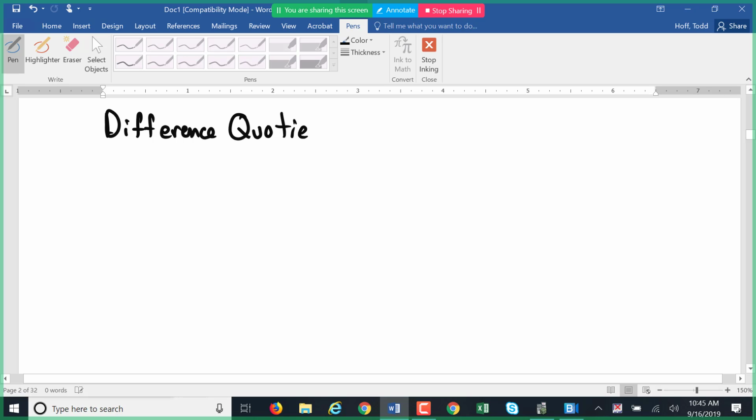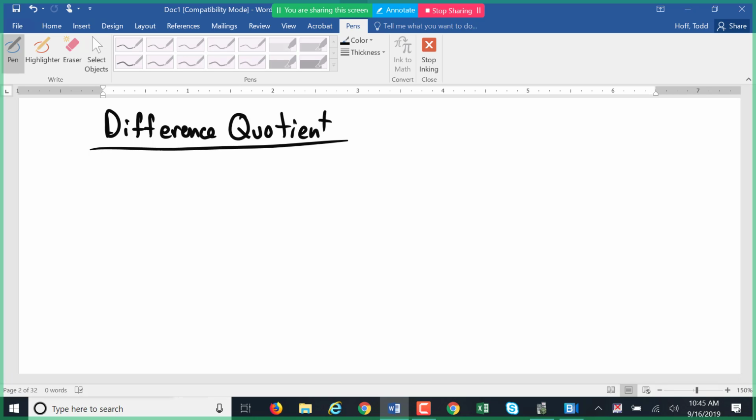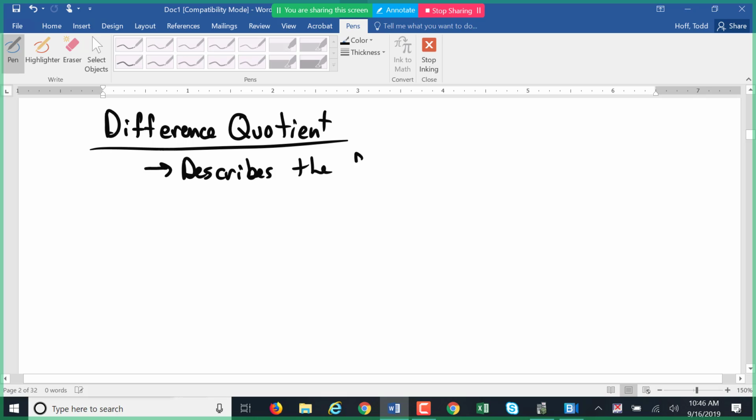So the course is entitled Algebra for Calculus, which basically means we are giving you the algebra skills to get you ready for calculus. One of the bridge skills that bridges algebra to calculus is something called a difference quotient. A difference quotient is just saying, let's describe how the function behaves over a short range.